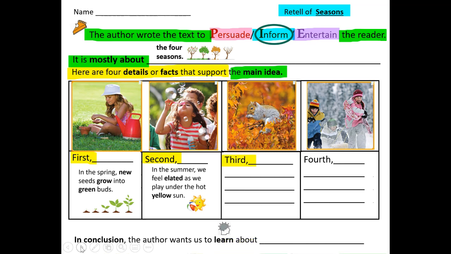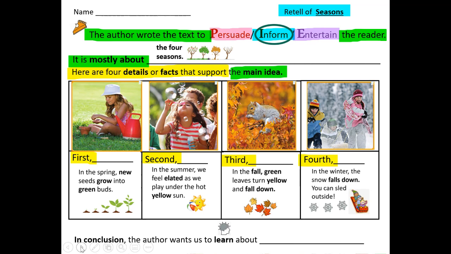Third, what happens in the fall? Third, in the fall, green leaves turn yellow and fall down. Fourth, what happens in the winter? Fourth, in the winter, the snow falls down.